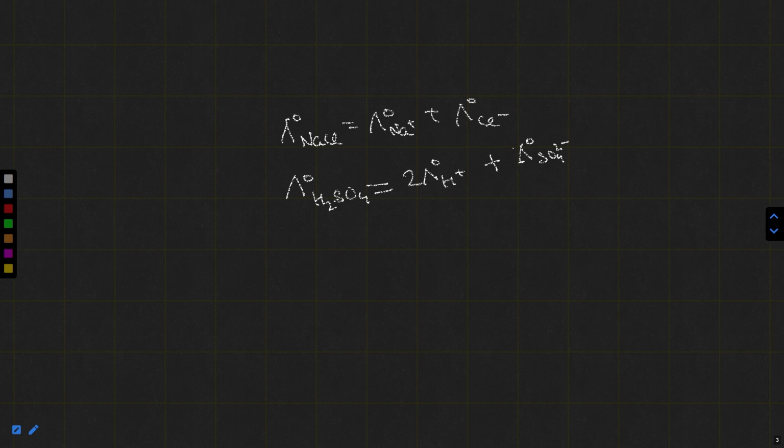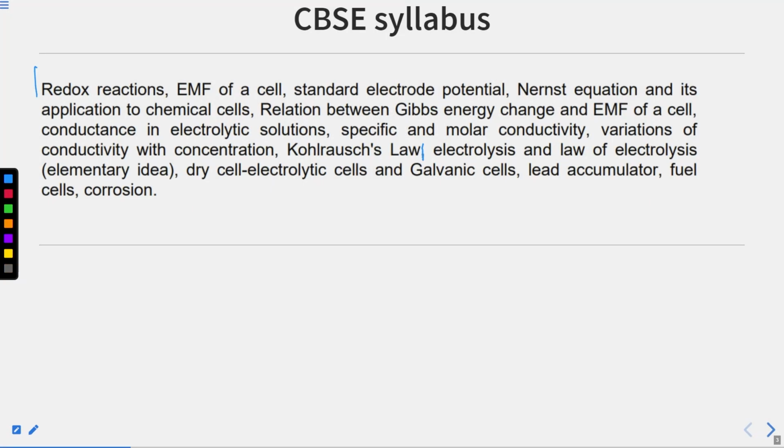Now moving on to today's class. So if you see here, we are done up till this. Today we will mainly deal with electrolysis. First we will see what electrolysis is, and then the laws of electrolysis, which were given by Faraday. We'll just see some elementary ideas in this, and we'll see those laws.